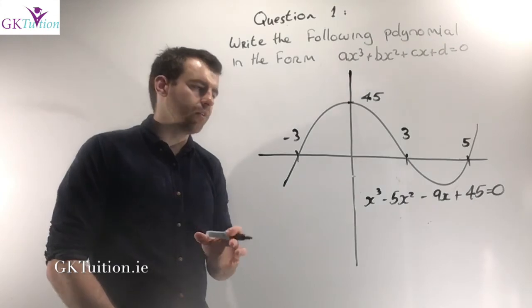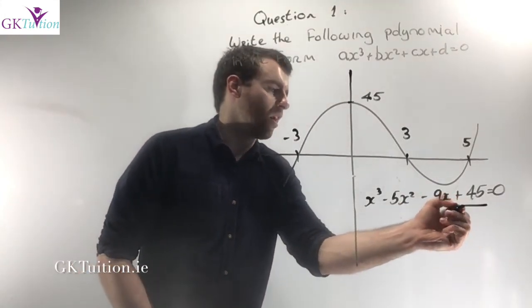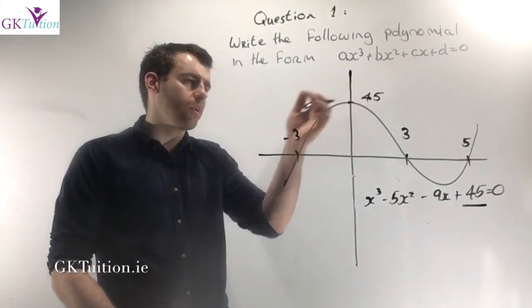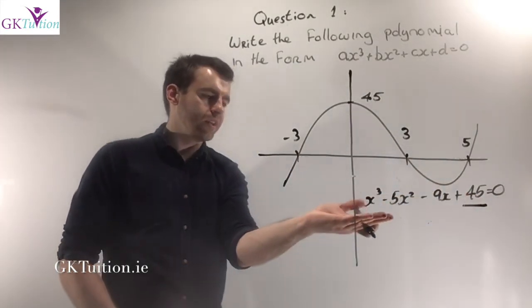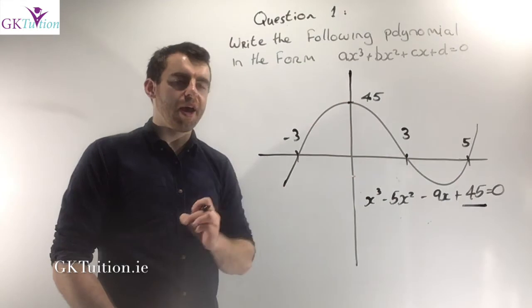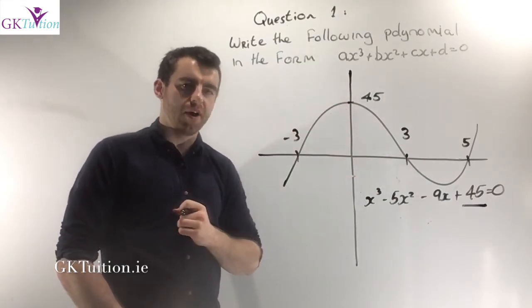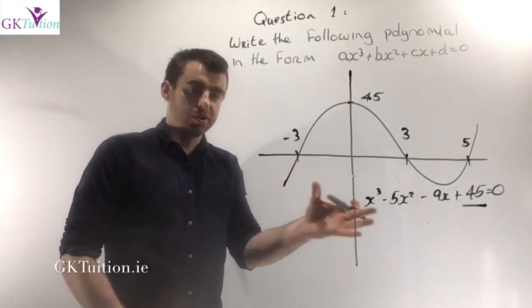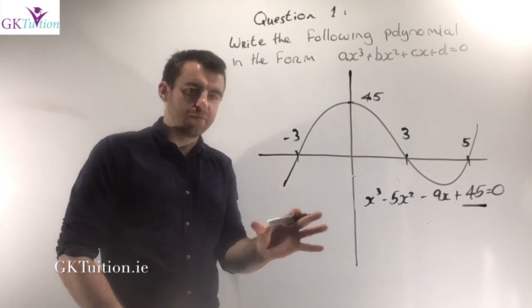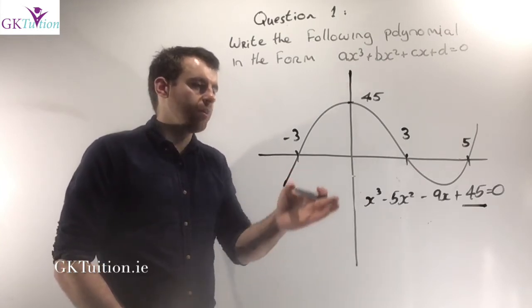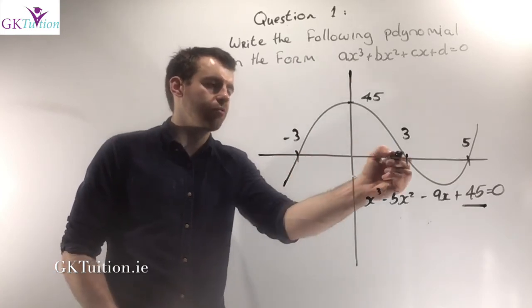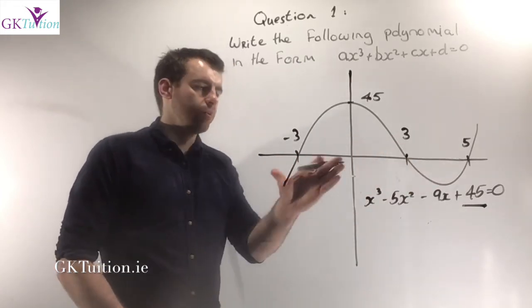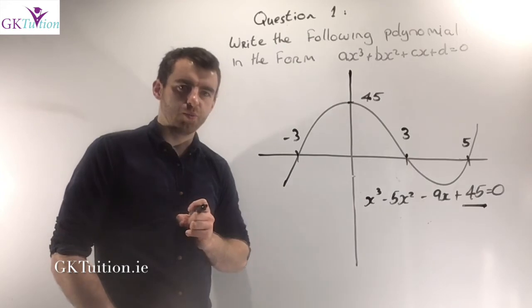The other thing you need to look out for is the constant at the end. Does it correspond with the y-intercept? The plus 45 here indicates that this cubic should intercept the y-axis at 0, 45. So clearly this one is right. That's my final answer. I don't need to manipulate it at all. It's the right shape and it crosses the y-axis at the right point, and crosses the x-axis at minus 3, 3 and 5. So this is my final answer for question 1.